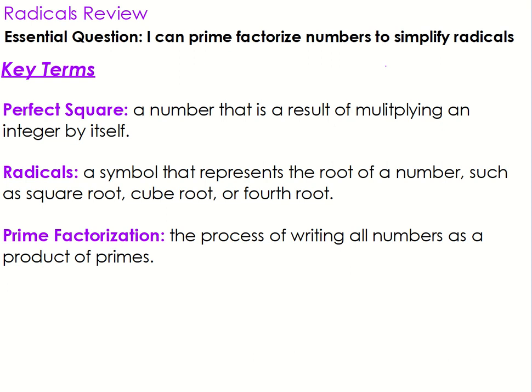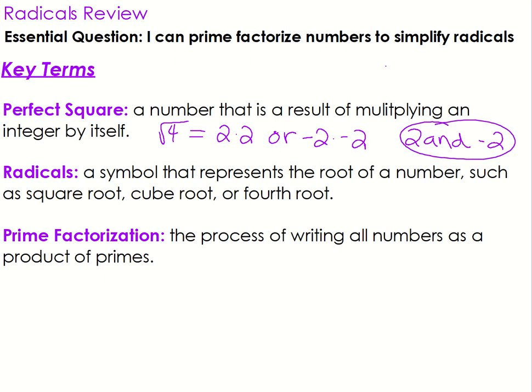So radicals, basically, first thing, a square root is a number that is a result of multiplying an integer by itself, right? So if I ask you for the square root of 4, we would say, well, we could do 2 times 2, or we could do negative 2 times negative 2. So then our answers are 2 and negative 2, right? So that's perfect squares, right? Where it's like, oh, integer, going to be always the same thing.